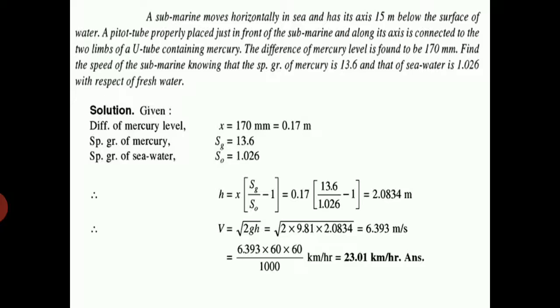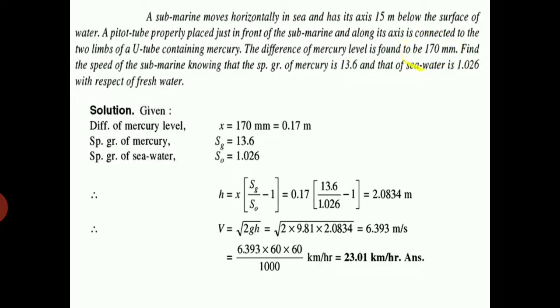A Pitot tube properly placed just in front of the submarine and along its axis is connected to the two limbs of a U-tube containing mercury. So this Pitot tube is connected to a U-tube manometer containing mercury. The difference of mercury level is found to be 170 mm.